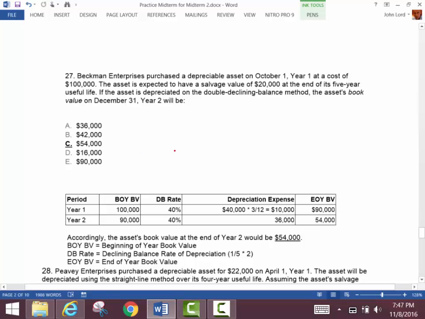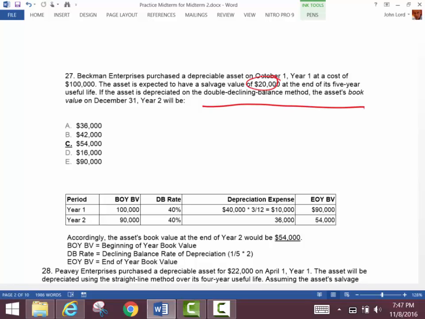Okay, so what happens here? We have an asset that we purchased on October 1st at a cost of 100,000. Salvage value is 20,000. We're going to use double declining balance. Do we worry about the salvage value for double declining balance? Well, we keep it in mind because we don't depreciate below the salvage value, but we don't use it in the calculations, right?